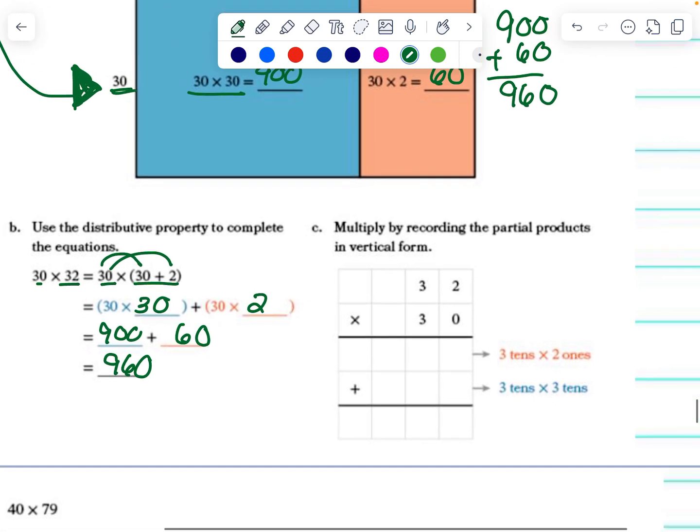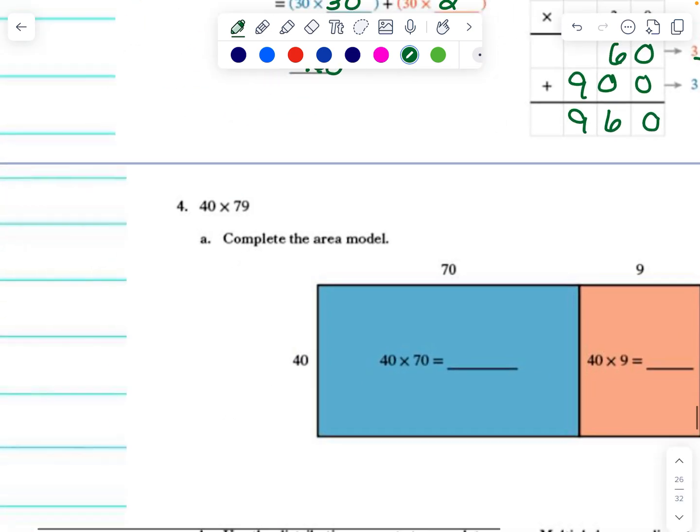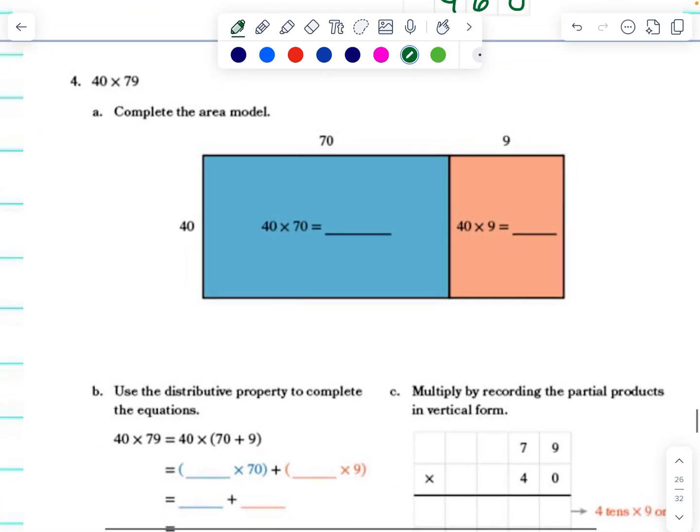Now using partial products in the vertical form, 3 tens times 2 ones. This 30 is 3 tens. I'm going to multiply it by this 2 ones, and that's going to give us 60. Then we have this 3 tens multiplied by this 3 tens. So that is going to give us 900. So our answer is 960 in all 3 strategies. Now it is your turn to complete it for number 4.